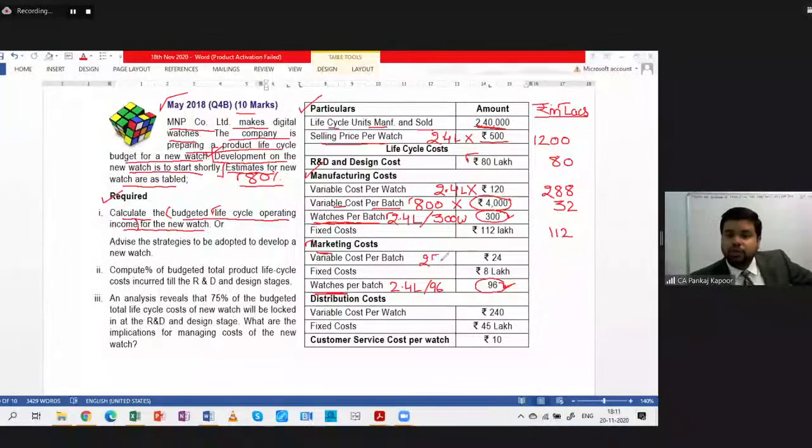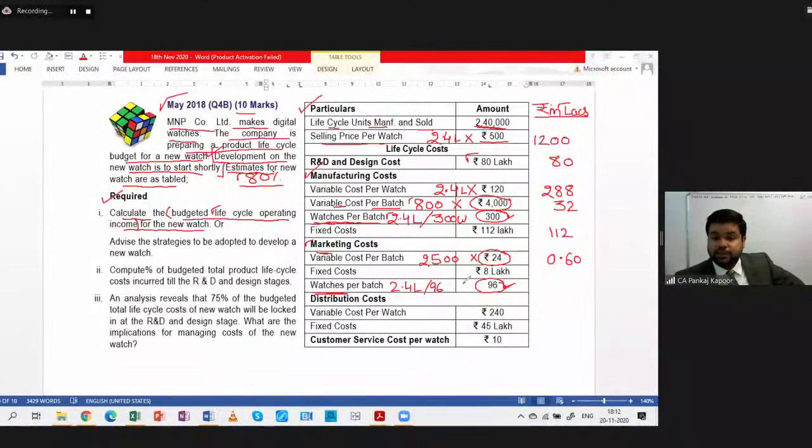It will be 2500. And what is the batch cost? It is 24. So 2500 into 24, it will be 60,000. So I'm going to write 0.60 because we are writing the data in the lakhs. Yes, absolutely fine. Ravi Teja Sharma from Hyderabad, absolutely fine, sir.